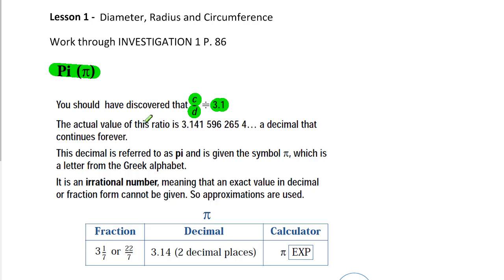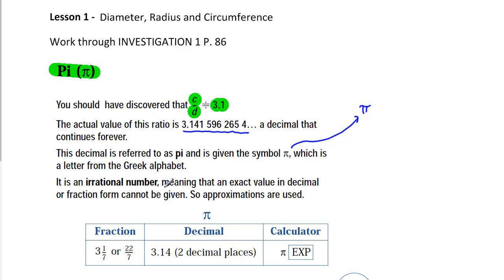Now if this is done very, very accurately, you end up with a number like this, which continues on and on and on. As far as anybody knows, they've never been able to find a point where it terminates. And this particular number is called pi. It's given the Greek letter pi. It's probably easy to write it just like this when you write it down. So there's the value pi.